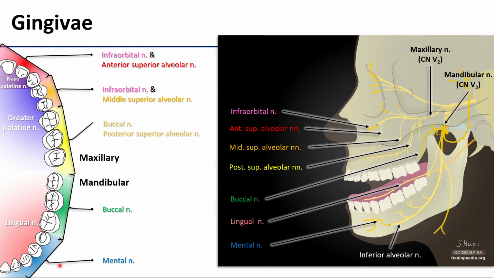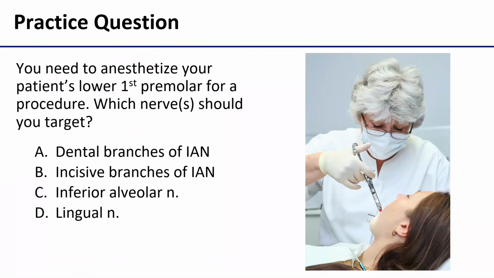For the mandibular teeth, the buccal nerve again is going to innervate the gingivae lateral to the molars, and for the anterior teeth, it's the mental nerve. The lingual nerve on the lingual gingivae here also innervates the whole of the oral floor mucosa, and so it's just a little jump upward to hit the lingual gingivae here as well. That brings us to the end of our discussion of innervation.